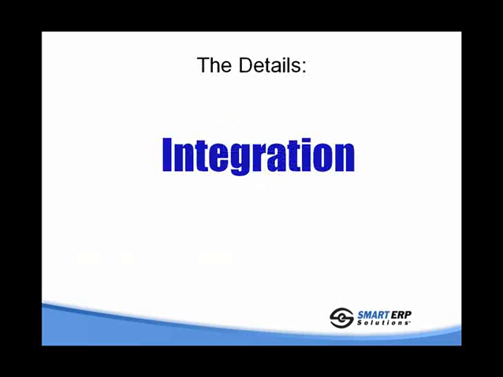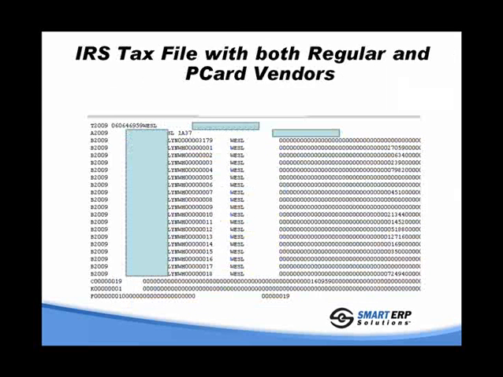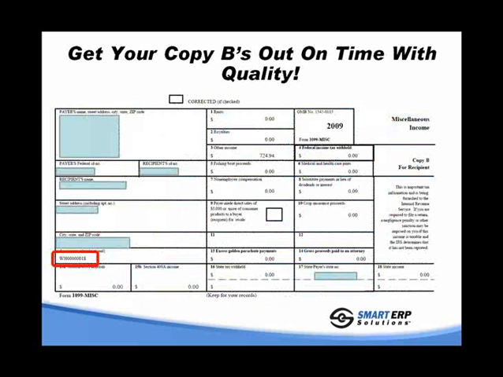The next part of the process involves integration. Smart ERP will provide you with integration into the delivered PeopleSoft 1099 processes to allow you to get one IRS tax file and one consolidated list of copy Bs.